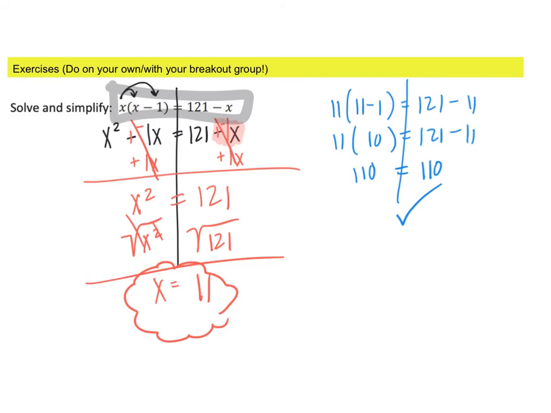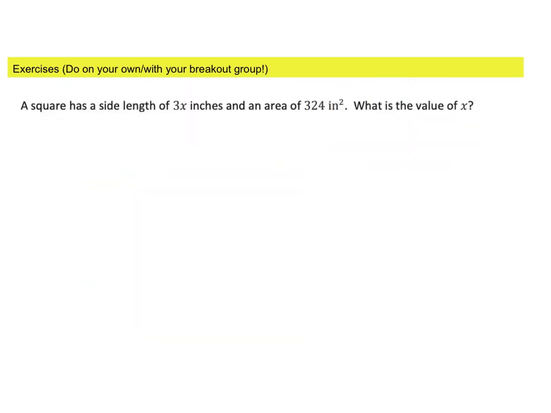So please make sure you have all of this down before we move forward. Hopefully you were able to get this right, and if not, hopefully you were able to find your mistake so that you don't make it again. Okay, moving on. All right, so this one we have to create our equation together.